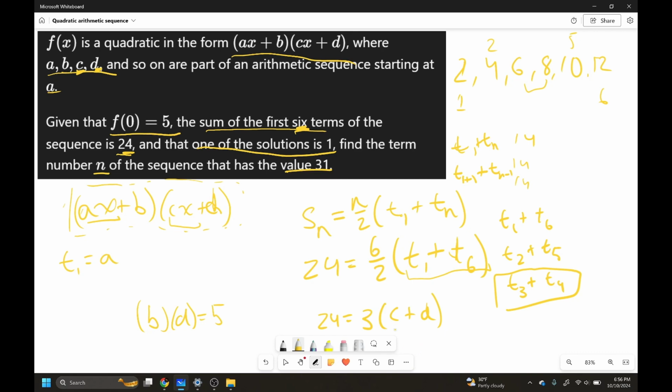Okay, so now we have another equation, which is good. And finally we can use the last given to us, which is that one of the solutions to this quadratic is 1.